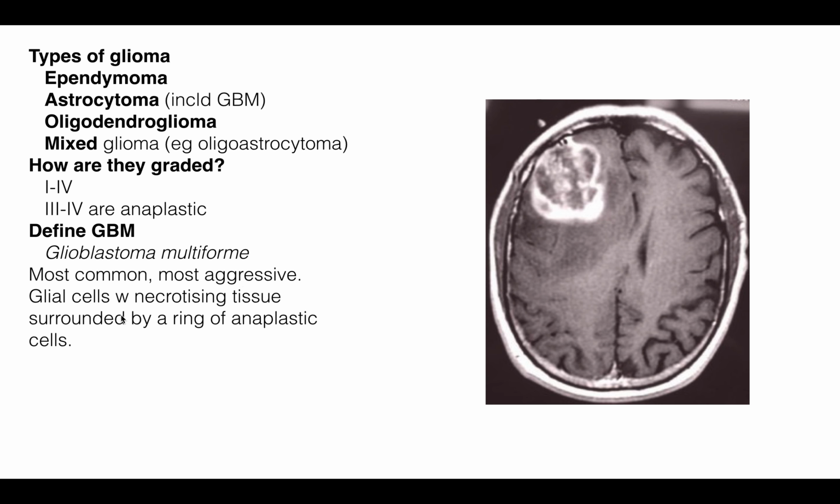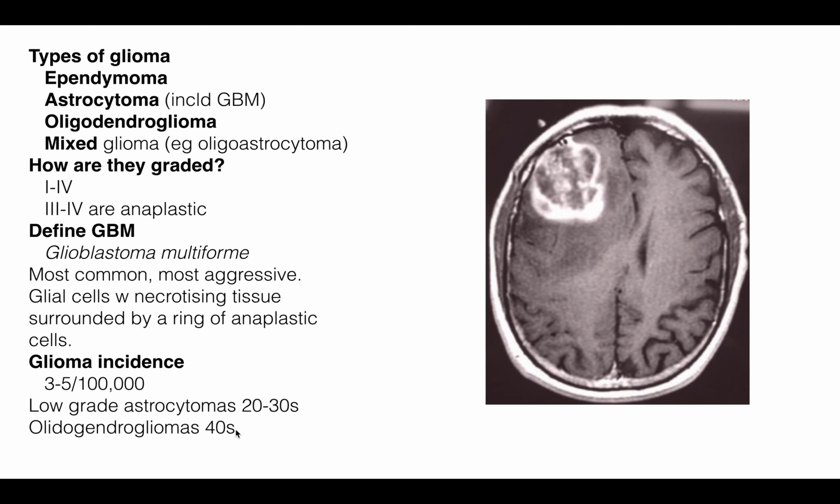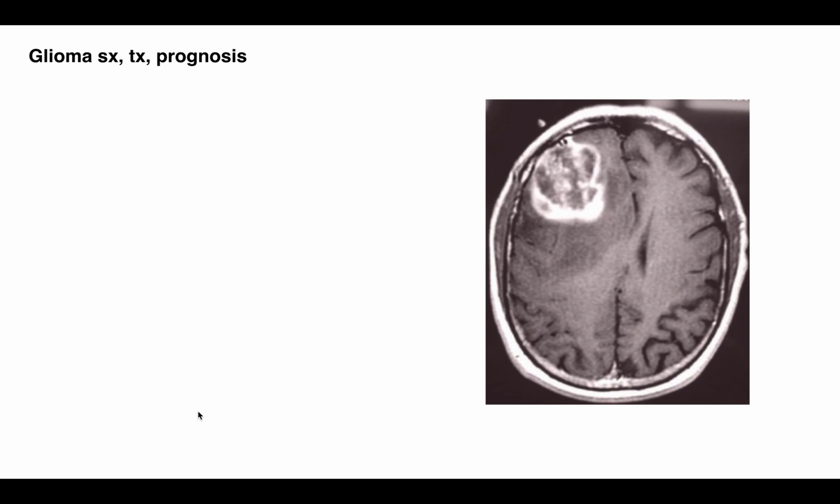And you see that the glial cells are lesioned there with necrotic tissue surrounded by a ring of anaplastic cells. So here's your necrotic tissue and the ring of anaplastic cells. The incidence is 3 to 5 out of 100,000. Low-grade astrocytomas do occur in the 20s to 30s, oligodendrogliomas in the 40s, and GBM is more common over 55. So recently, Senator John McCain died of a GBM, and so did Ted Kennedy a few years before that.